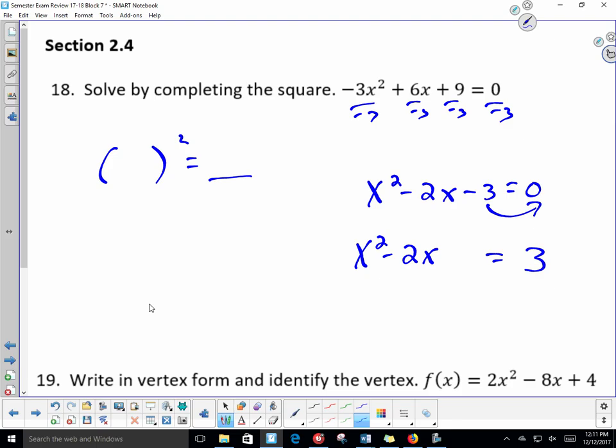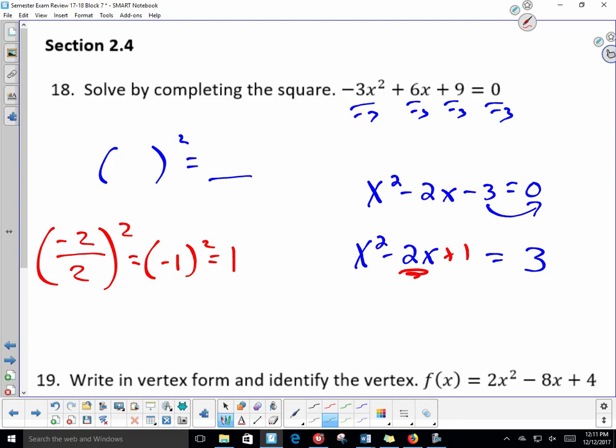Then similar to finding the vertex, I am going to take this middle term. So I'm going to take that negative 2, divide it by 2, and square it. So negative 2 over 2 is negative 1, and negative 1 squared is 1. So that tells me what number I'm going to add to both sides. I'm going to put a 1 here. Add 1 to the left side. If I add 1 to the left side, what do I have to add to the right side? 1. So I'm going to add 1 here. I'm going to rewrite this as x minus 1 squared. That minus 1 will match that number that I have there.